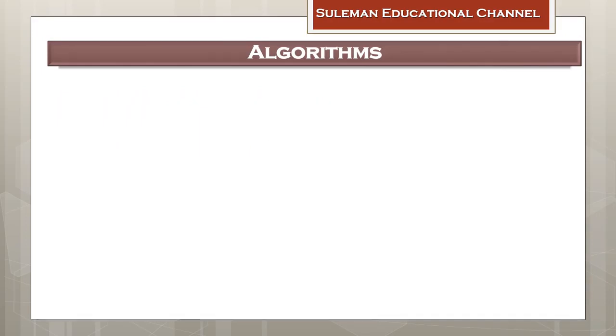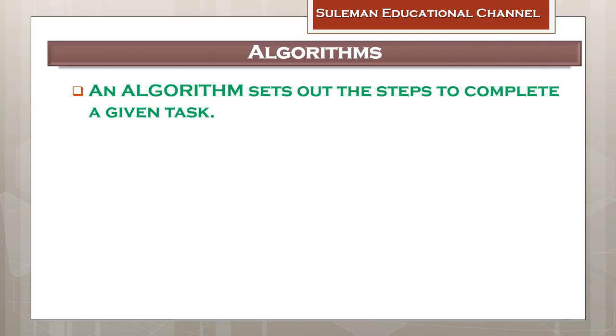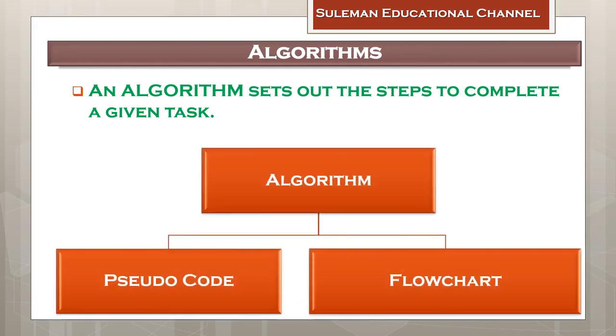An algorithm is a step-by-step procedure to perform a task. For example, making tea, driving a car, using ATM machines, and so on. There are two types of algorithm. One is the pseudocode and the other is the flowchart.